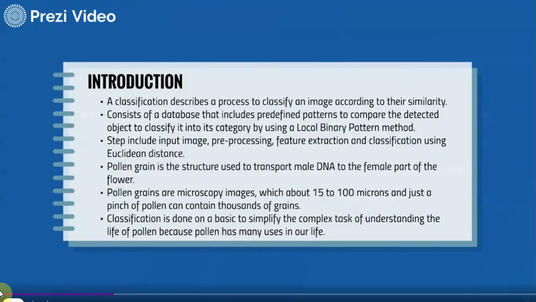As we all know, pollen grain is the structure used to transport male DNA to the female part of the flower. Pollen grains are microscopic, about 50 to 100 microns, and just a pinch of pollen can contain thousands of grains. Every pollen has a unique characteristic that describes the pollen based on their group and family name.